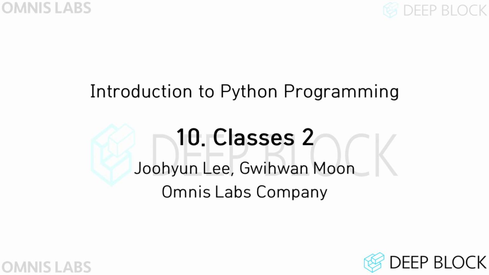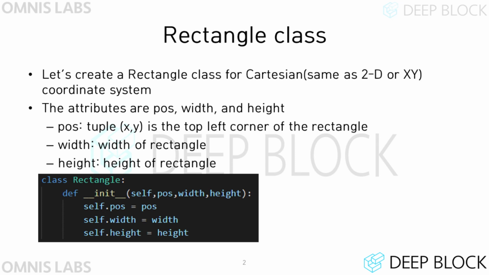Hello, today we will learn more about classes continued from the last lecture. Let's create a rectangle class that can represent a rectangle that exists in a Cartesian plane coordinate system.